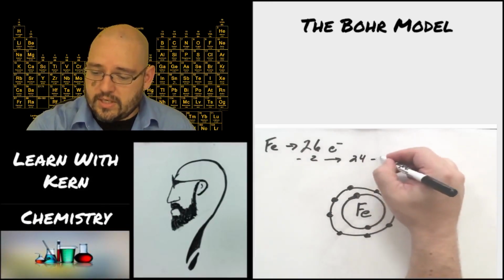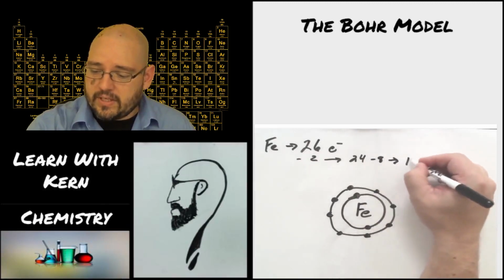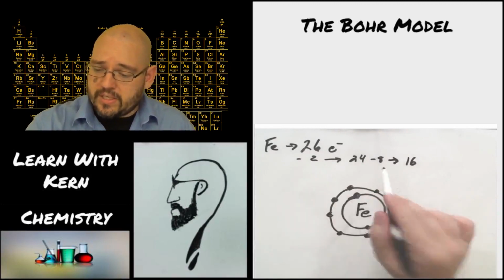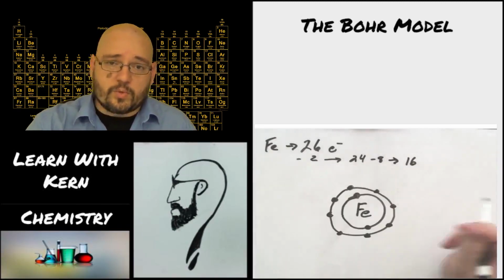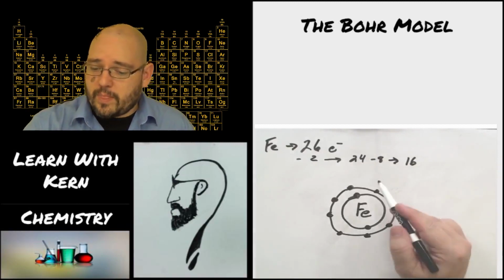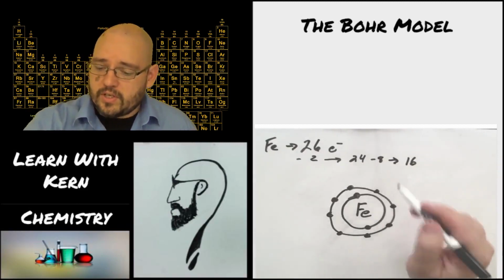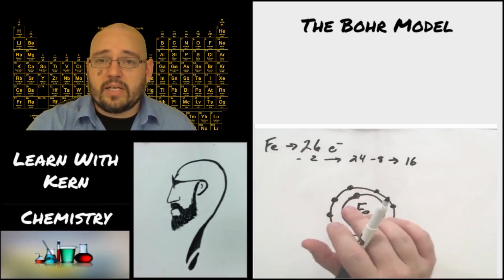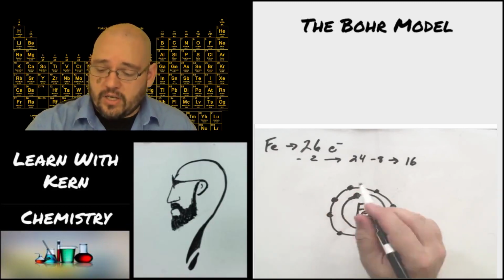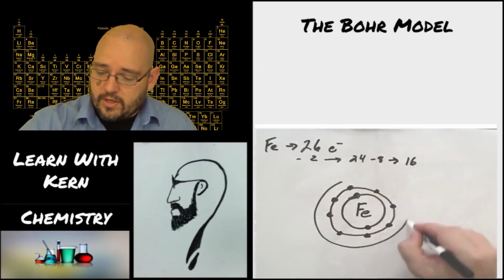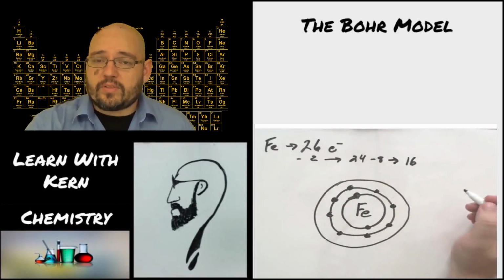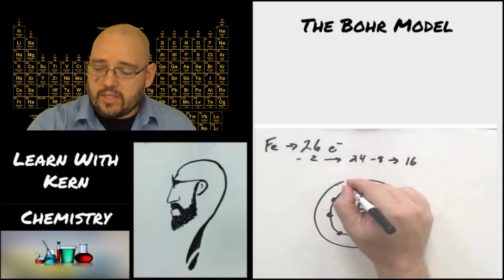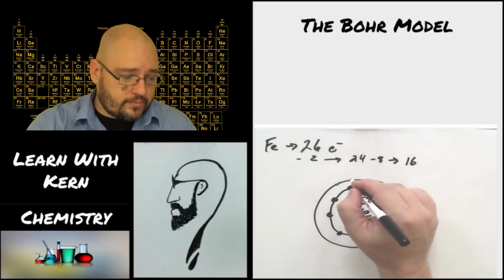So I've just used 8 more electrons. I now have 16 left to place. So I used 2 and then 8, so that's a total of 10. Started with 26, so I need to place 16. Now the second energy level can't hold any more than the 8 electrons that I already have. So now I'm going to go on to the third energy level. All right. Well, the third energy level can hold 18 electrons. I have 16, so I can place all 16 of them here on the third energy level.